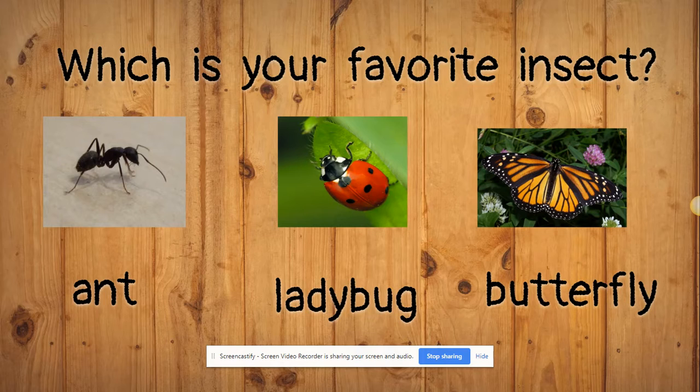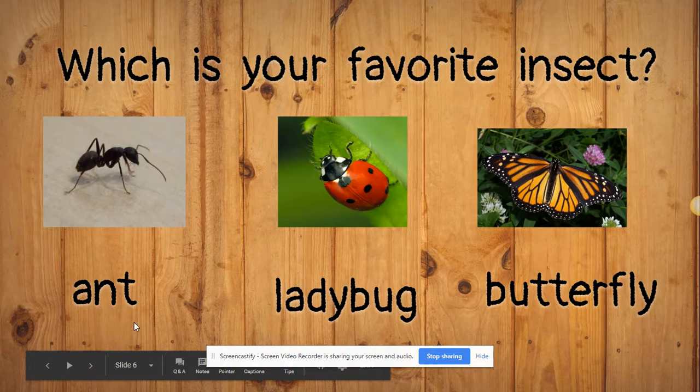All right, boys and girls, we are ready to write about our favorite insect. Now here we have 3 insects we're going to choose from: an ant, ladybug, and a butterfly. Think about what your favorite insect is.